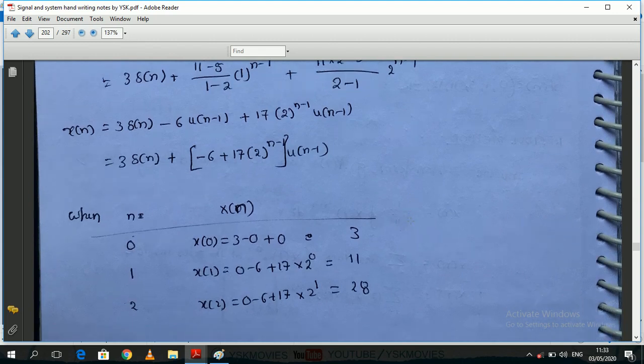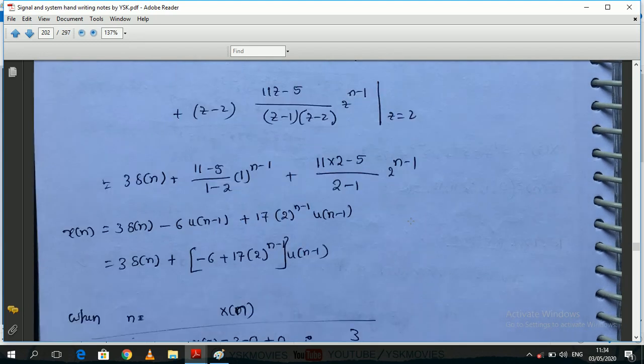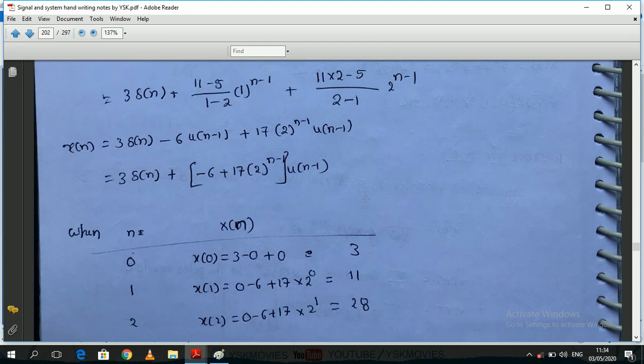So x of n is equal to 3 delta of n, 6 into u of n minus 1, plus 7 into 2 power n minus 1 u of n minus 1, and 3 into r of n delta of n. So finally, if you put the n values, n equal to 0, x of n value becomes 3, and n equal to 1, x of n value becomes 11. If you put n equal to 2, we get a value like this.